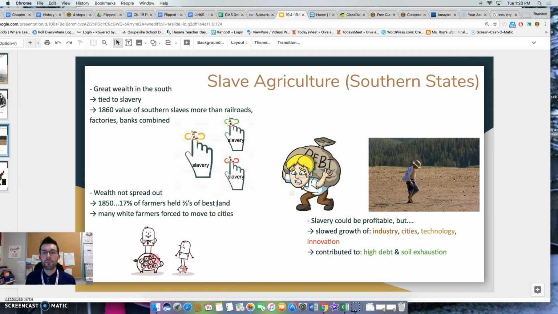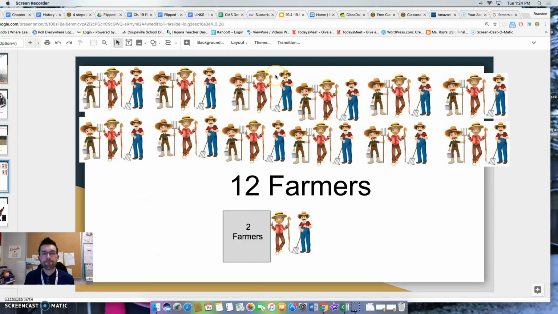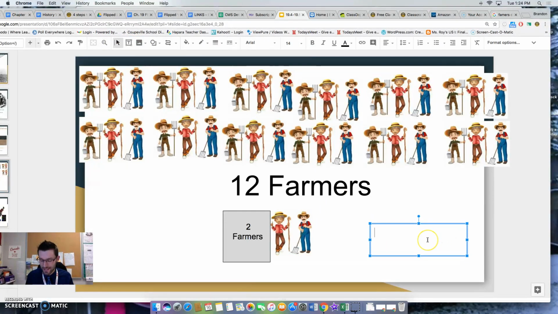And the slaves as well. Now, for those of you that have a tough time thinking 17%, 2/3, let me paint a picture for you. We have 12 farmers. 17% of 12 farmers is 2 farmers. And that would mean that these 2 farmers own, wait for it, more than half the land.